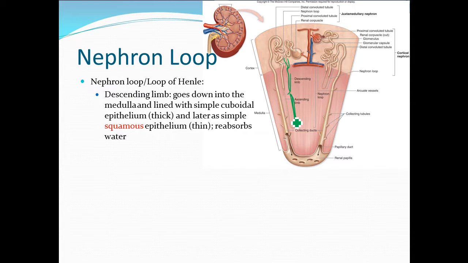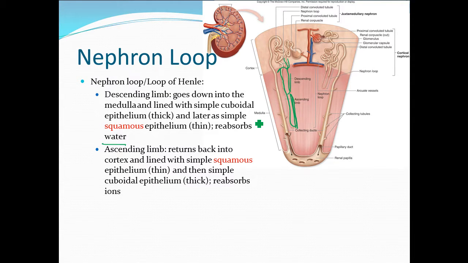And this is mainly to reabsorb water. And then what do you call this next part, you think? Ascending limb of the nephron loop. This ascending limb goes back to the cortex. So it starts off with a thin layer here and becomes thick. Okay, the thin, once again, simple squamous epithelium, thick, the simple cuboidal. And its main function is to reabsorb ions as it goes up.